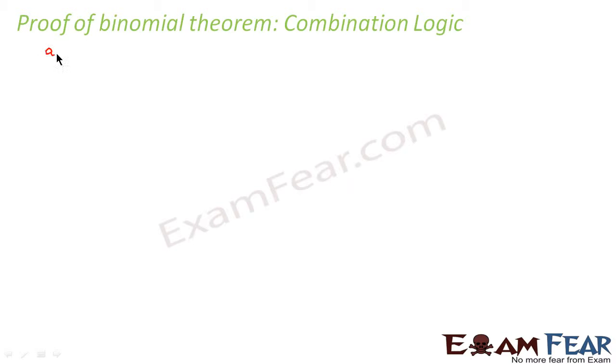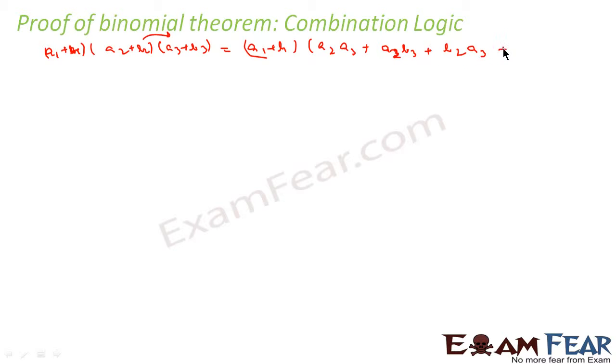So I'll take (A1 + B1) into (A2 + B2) into (A3 + B3). I'll first find the multiplication of these two. Let me first take the product of this: (A1 + B1) into (A2 A3 + A2 B3 + B2 A3 + B2 B3).